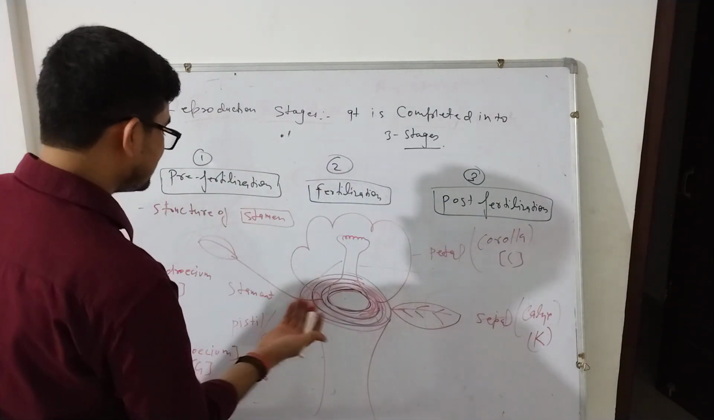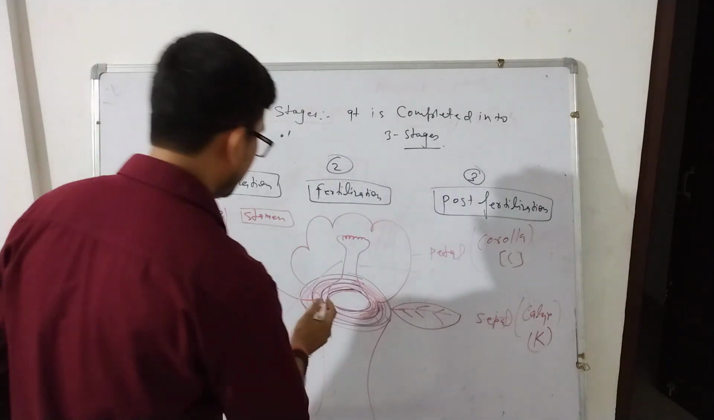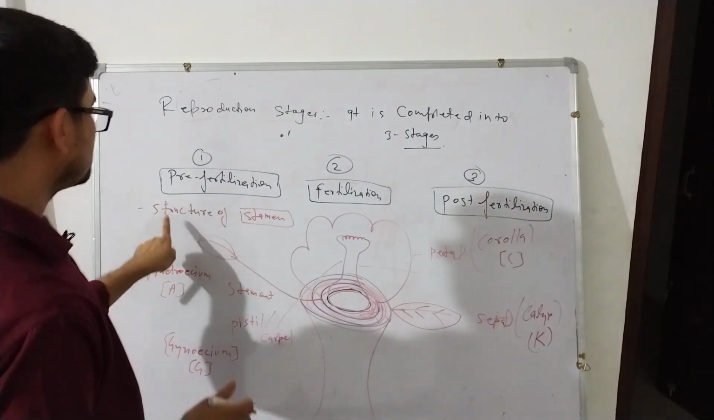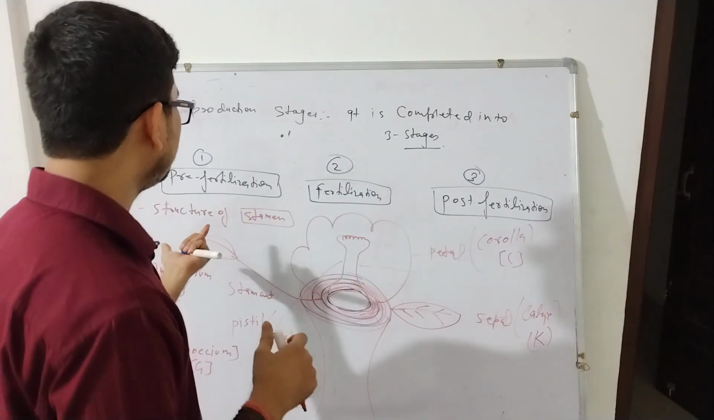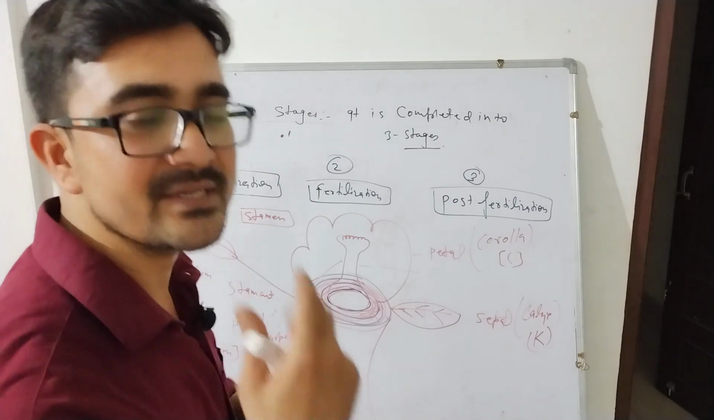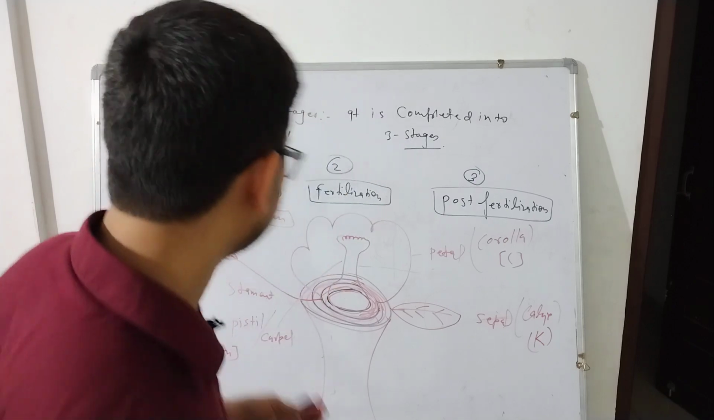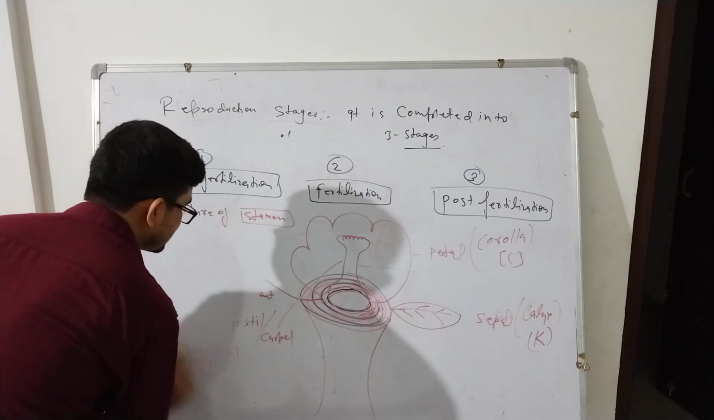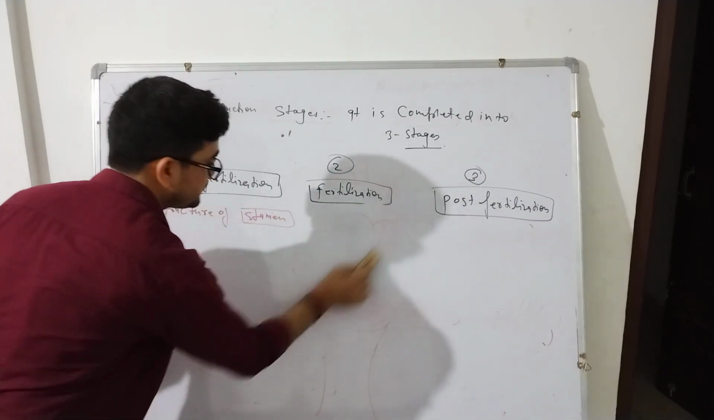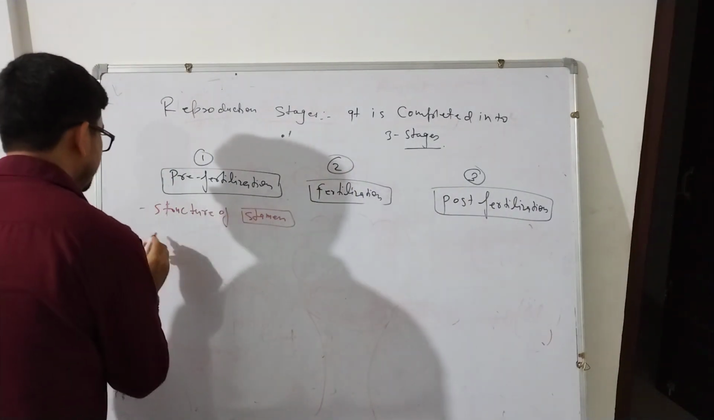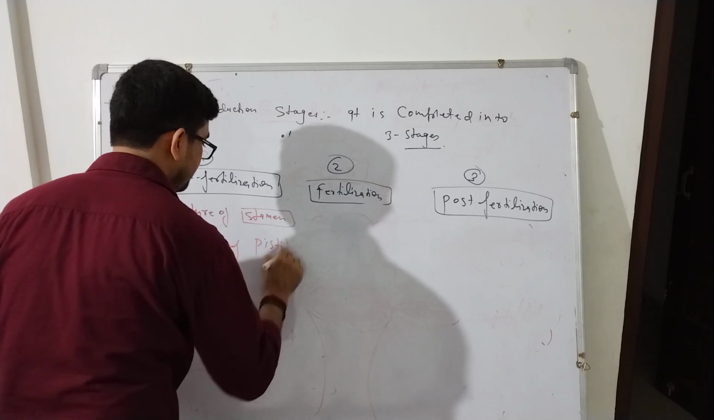So here you can say stamen is the male reproductive organ, and pistil is the female reproductive organ. Pre-fertilization; fertilization means fusion of gametes. In the stamen we are going to study how the gametes form, either male gamete or female gamete. So in this chapter we are going to discuss the structure of a stamen. After the structure of a stamen, the next one is the structure of pistil.